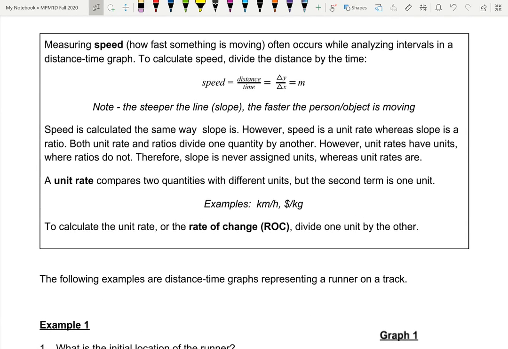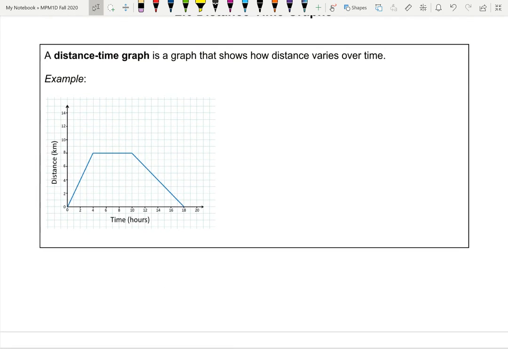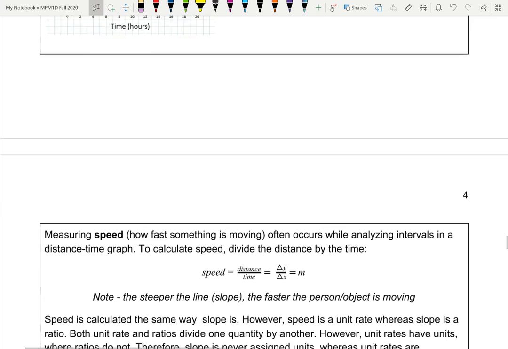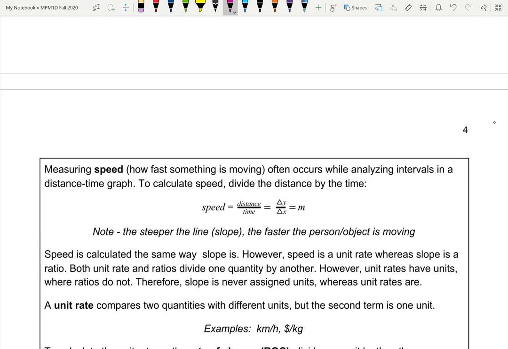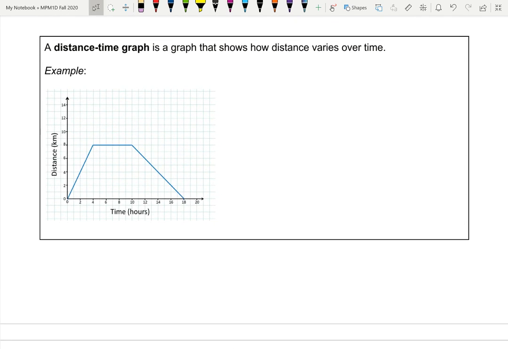Measuring speed. Speed is how fast something is moving. It often occurs while analyzing intervals in a distance time graph, so we usually measure speed when we're dealing with distance time graphs. Now it says the word intervals. The intervals represent the different directions that occur throughout the graph.